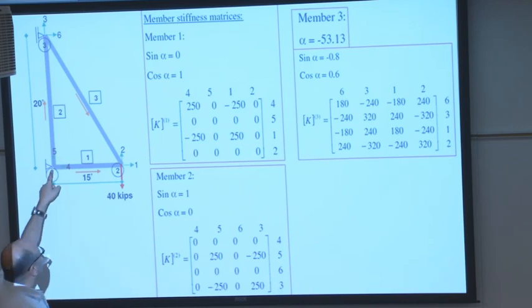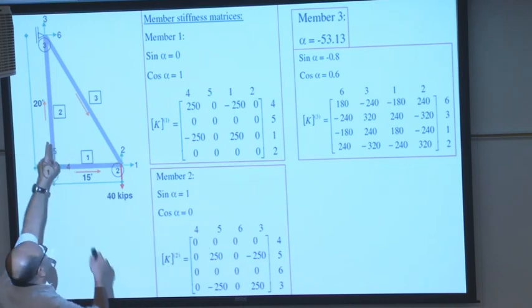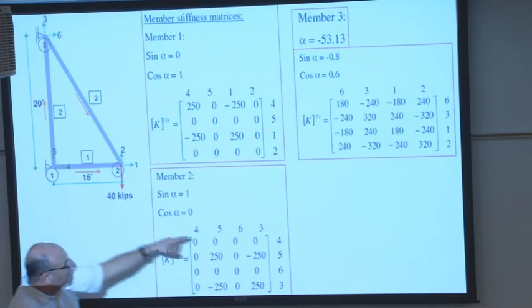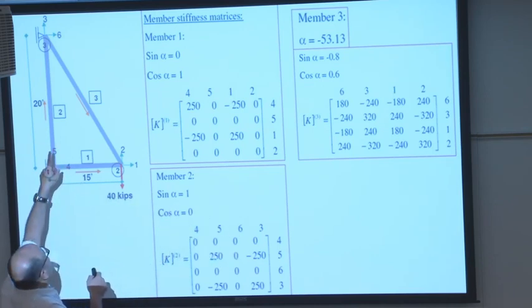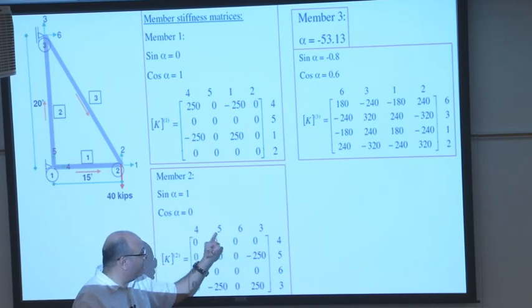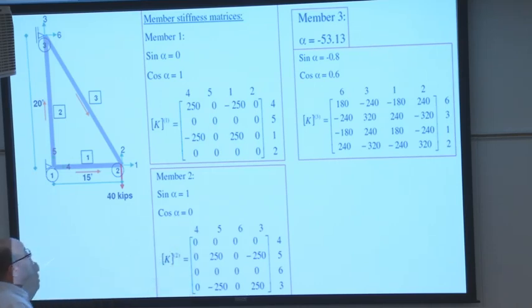So let's see. The near x is 4 and the y is 5. So at the near x and the near y, 4 and 5. Here we go, 4 and 5. At the top joint there, what is the x for the far? It is 6. And what is the y? It is 3. That's why we have 4, 5, 6, 3. Near x and y, far x and y. And that will determine the stiffness matrix for member number 2.